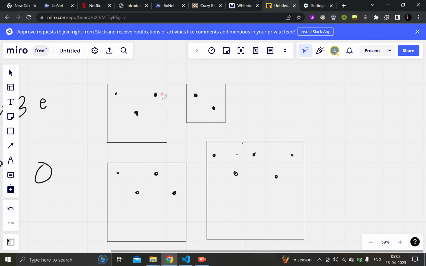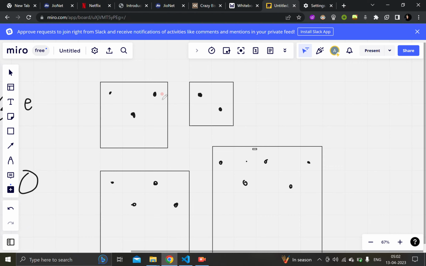Okay, so let's look at the cases one by one. What would be the answer if n is equal to 3? In the case of n equal to 3, first we have to move this one to the end of the board, so here's one move, and then we have to move this to this. So for n is equal to 3, the answer will be 2, right?